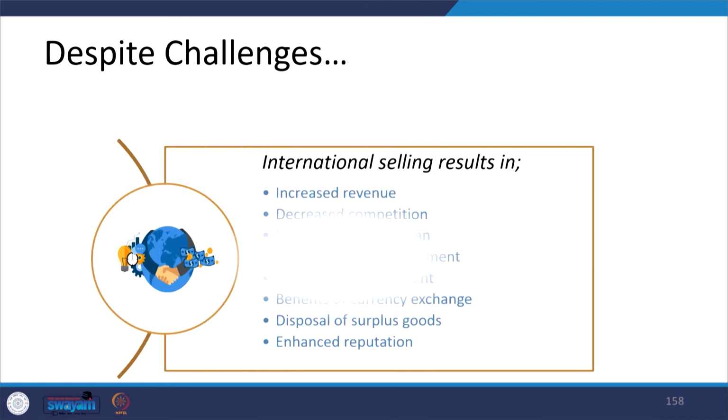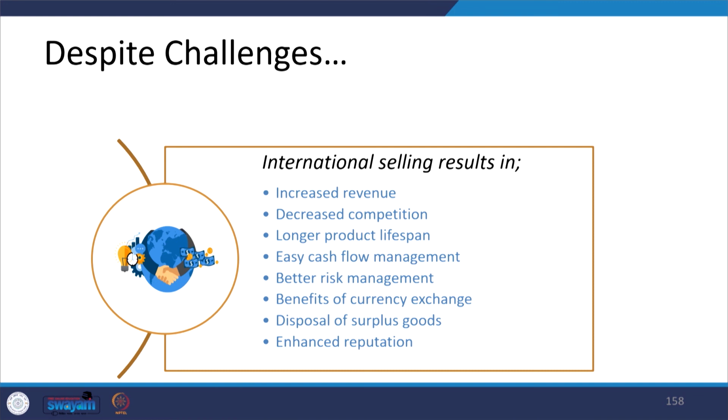Now, despite these challenges, understand that international selling can have a multitude of benefits for your business. Increased revenue, decreased competition, longer product lifespan because you are taking your product to a new market, and easy cash flow management because you don't have to wait for your profits to come in. You can even expect some advance payments in this scenario, which is not usually possible in the domestic market, where you always tend to give some credit lines to your customers. Better risk management, as you are diversifying your risk across countries into different baskets.